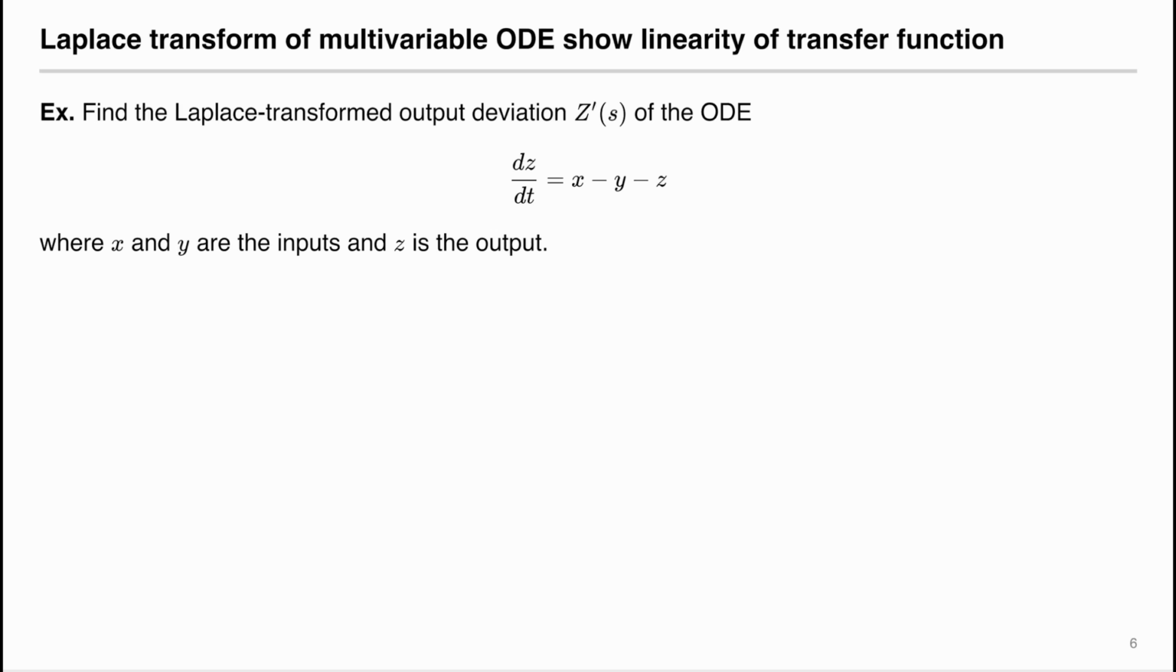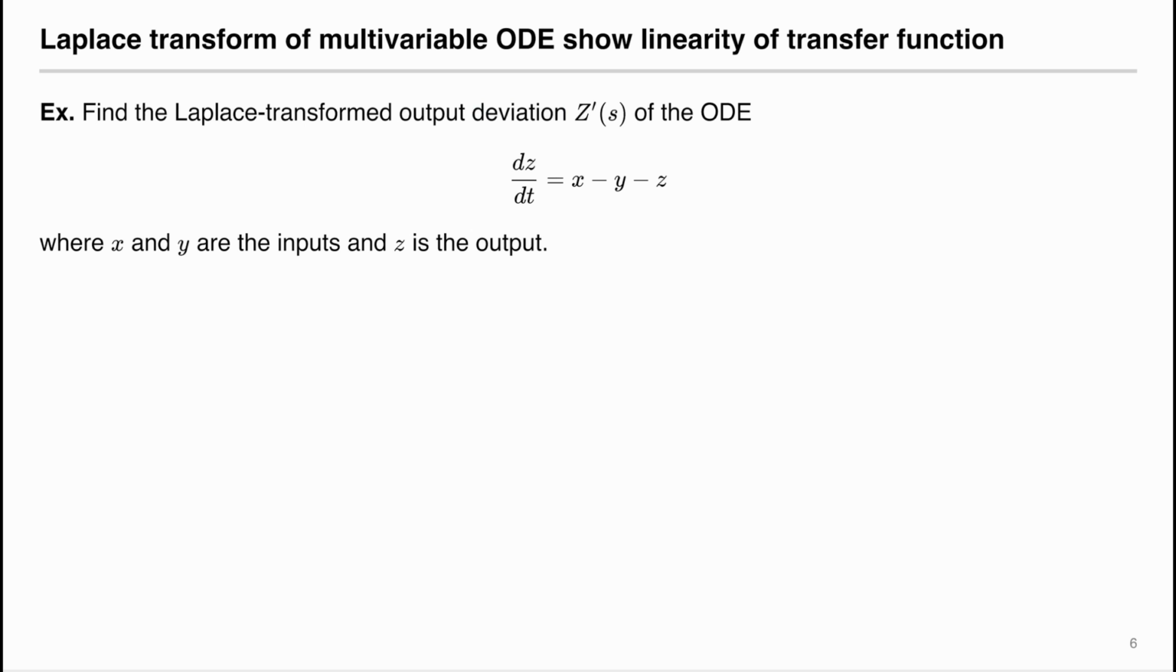Transfer functions can also be used in the Laplace transform for multivariable ODEs. In this case, I have a multivariable ODE with x and y as inputs and z as the output, where dz/dt equals x minus y minus z. And we want to find the Laplace transformed output deviation, z prime of s. So let's still use the deviation variable because we want the output deviation.